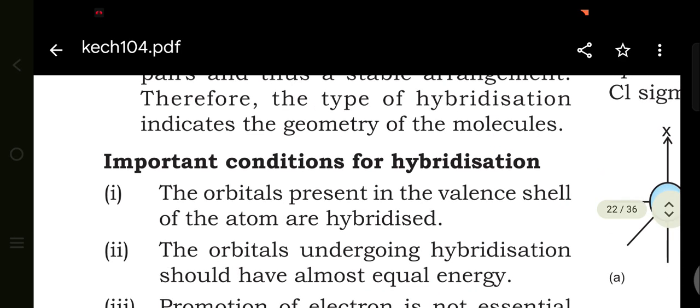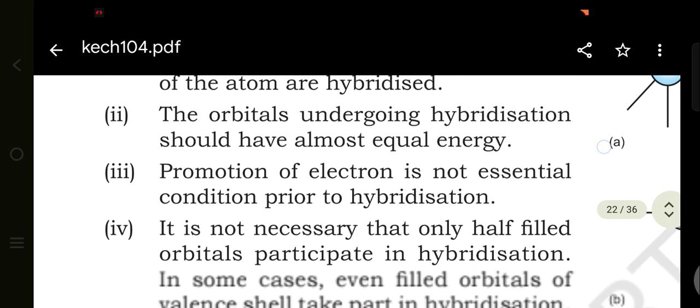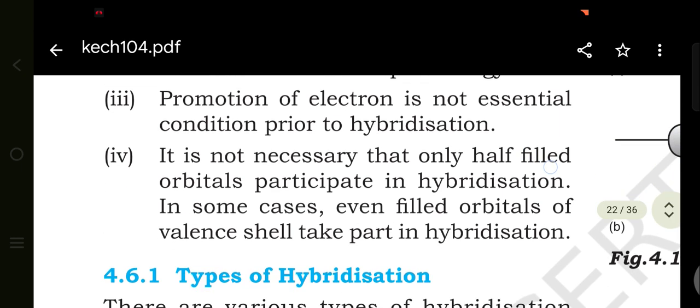Important conditions for hybridization. First, the orbitals present in the valence shell of the atom are hybridized. Second, the orbitals undergoing hybridization should have almost equal energy. Third, promotion of electron is not an essential condition prior to hybridization. Fourth, it is not necessary that only half-filled orbitals participate in hybridization. In some cases, even filled orbitals of the valence shell take part in hybridization.